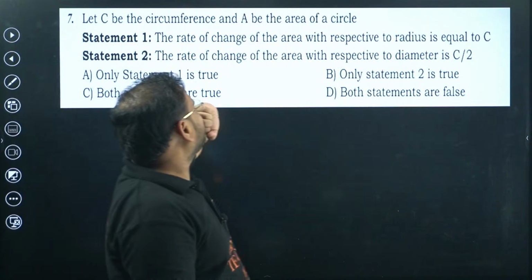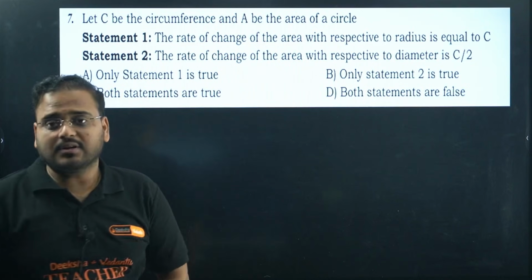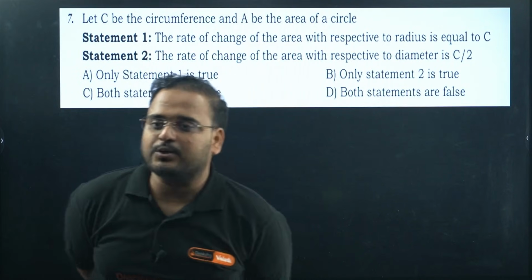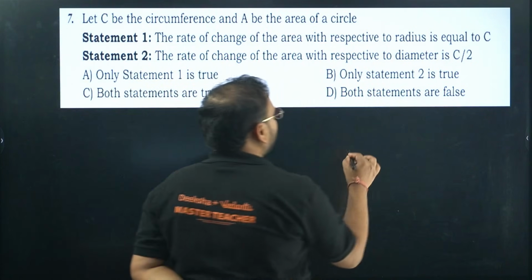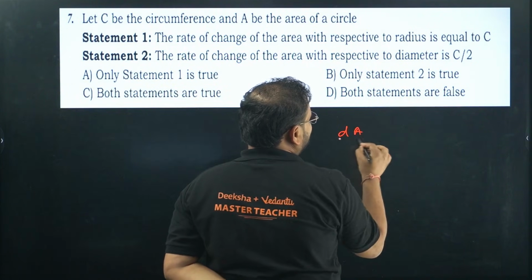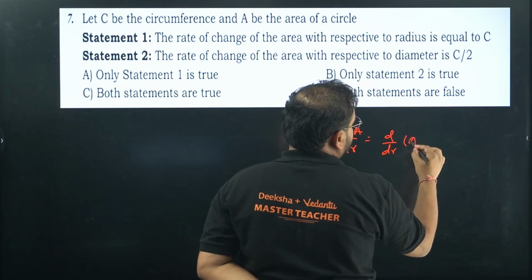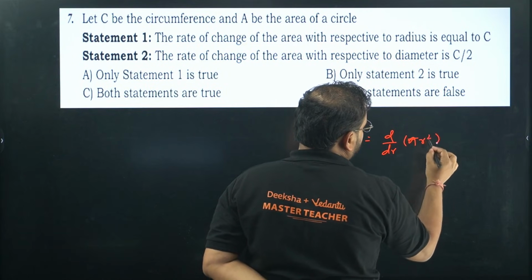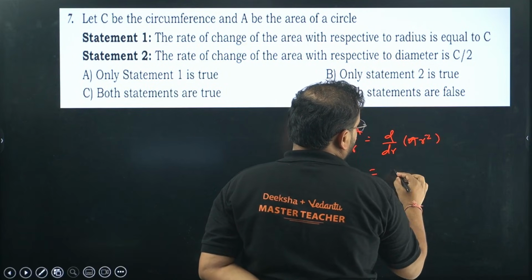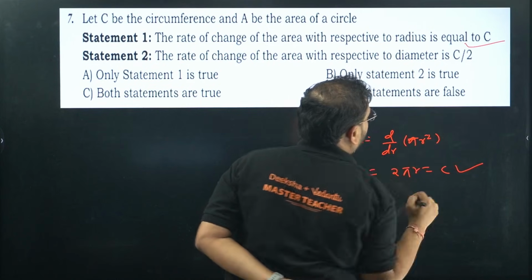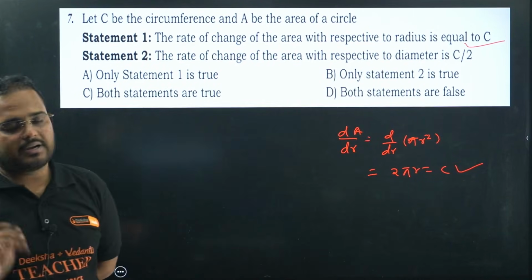Let C be the circumference and A be the area of a circle. Okay, statement 1. The rate of change of area with respect to radius. Area change with radius. So derivative of pi r square will become 2 pi r, which is same as C. So first statement is correct. First one is correct.